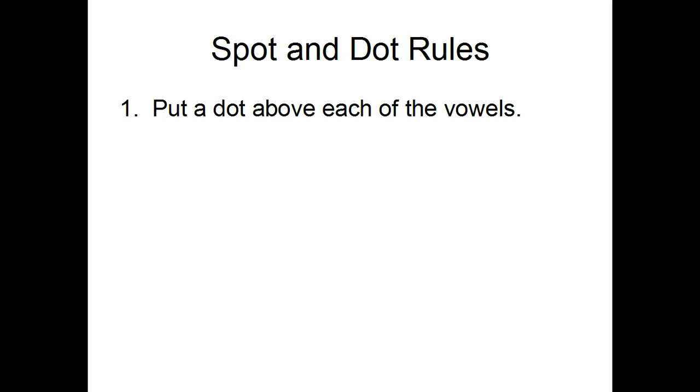So, if we take a look at our example, hotel, we are going to go through the entire process with this one word. So the first step is that we put a dot above each of the vowels. So we're going to do exactly that. We're going to take a look at the vowels. I'm going to put a dot above the O. We're going to put a dot above the E.